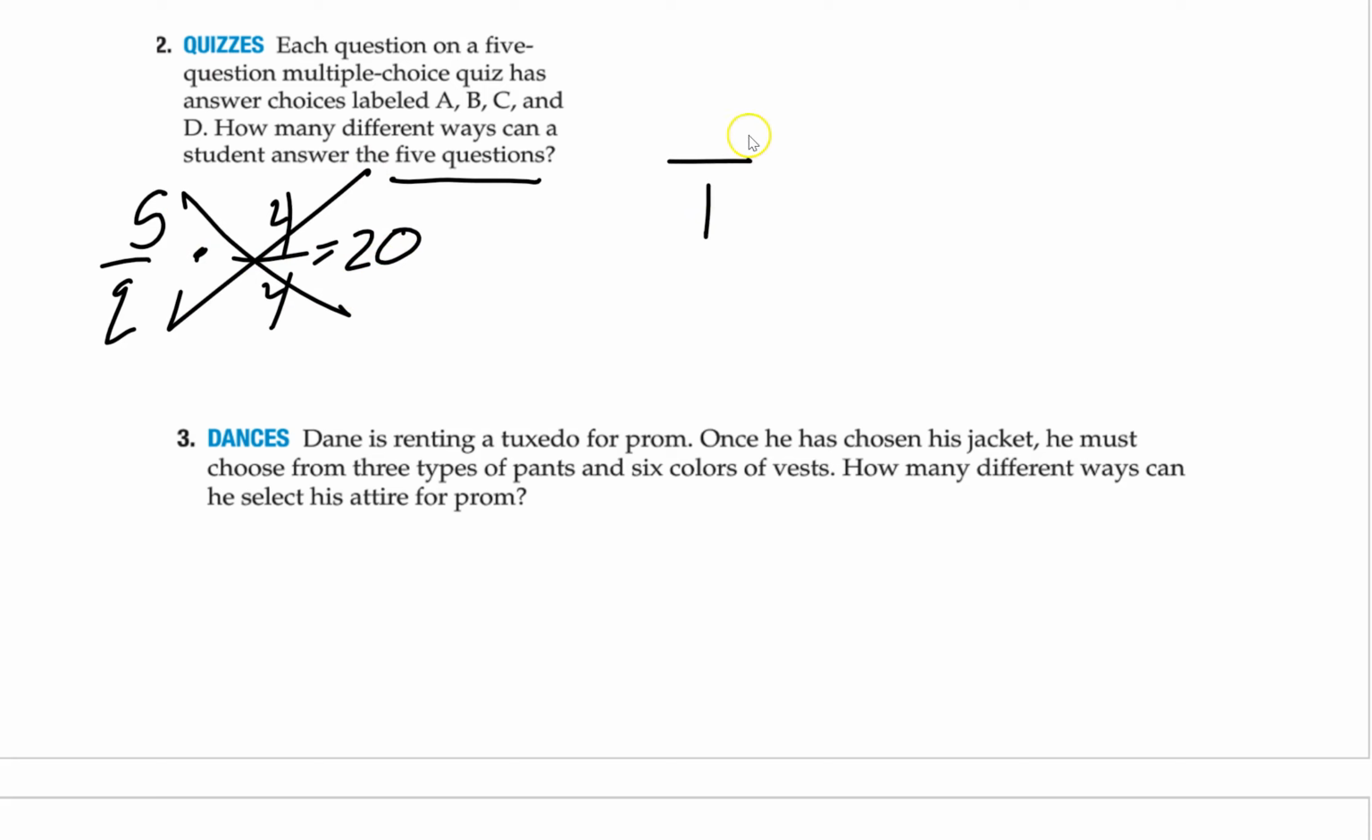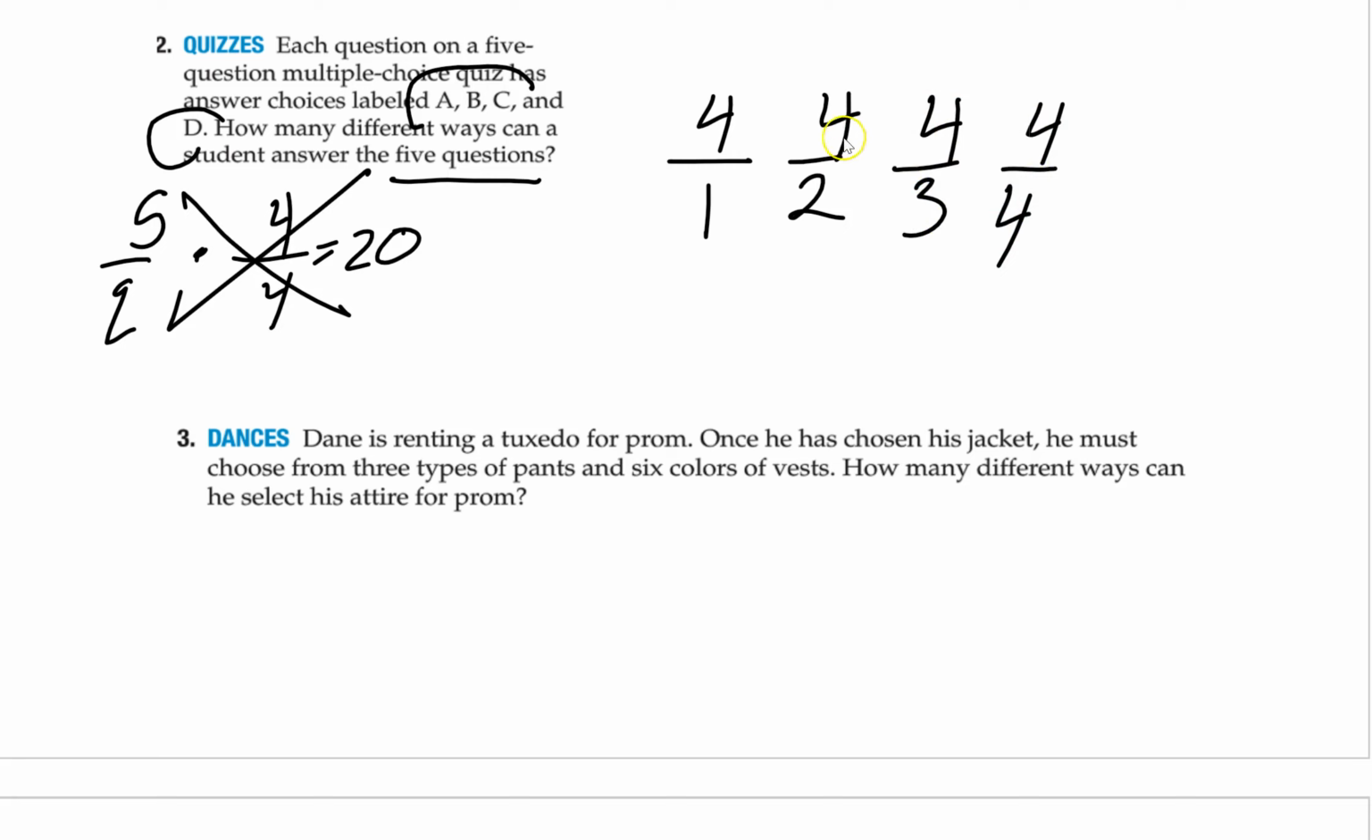Remember how a multiple choice quiz works? On question 1, how many different options do you have? I have 4 different options. On question 2, how many different options do you have? You have 4. Question 3, same idea. Question 4, same idea. For each question you have 4 options, and you're going to multiply these together. Your questions are the different things you're choosing from. So in question 1, I have 4 options, question 2, I have 4 options, and you get 4 to the 5th, or 1024. That's how many ways you can answer this.